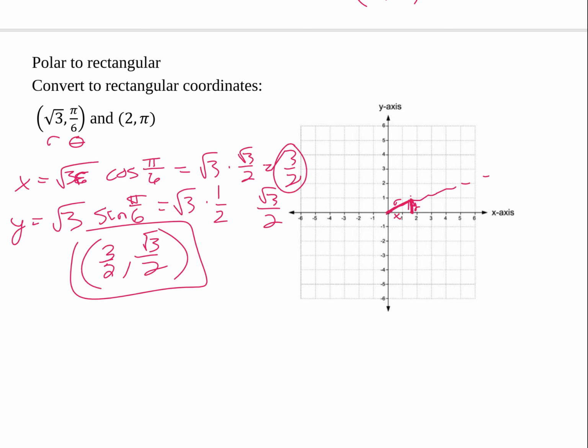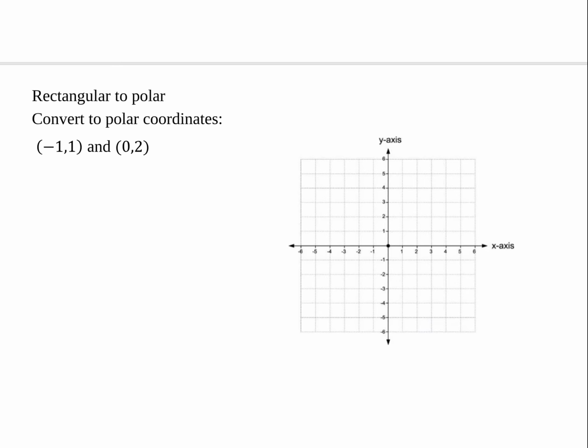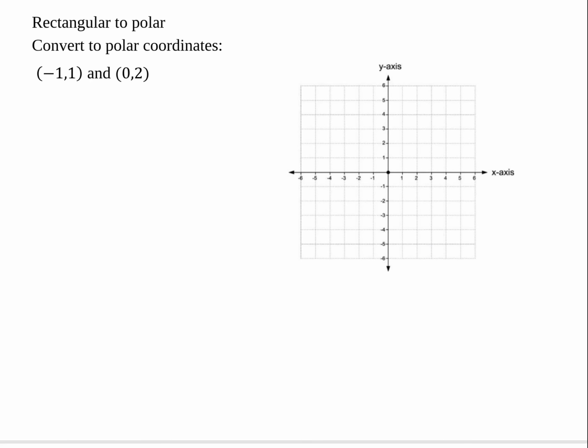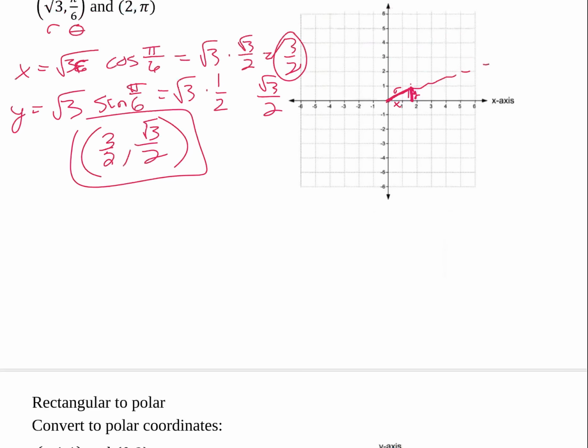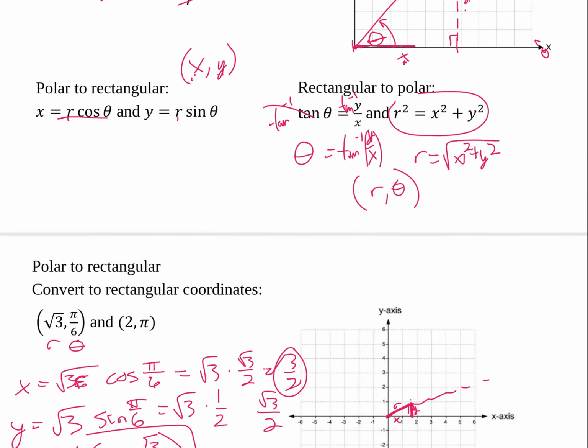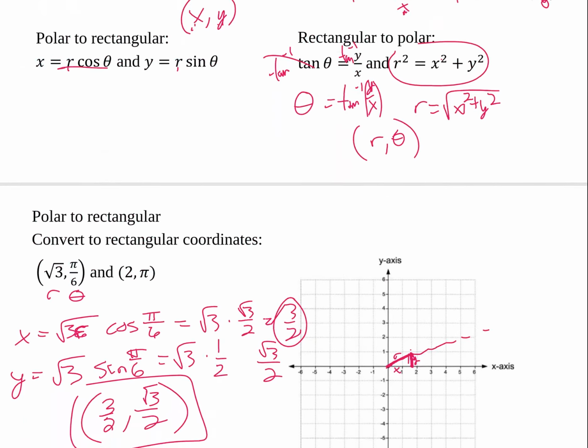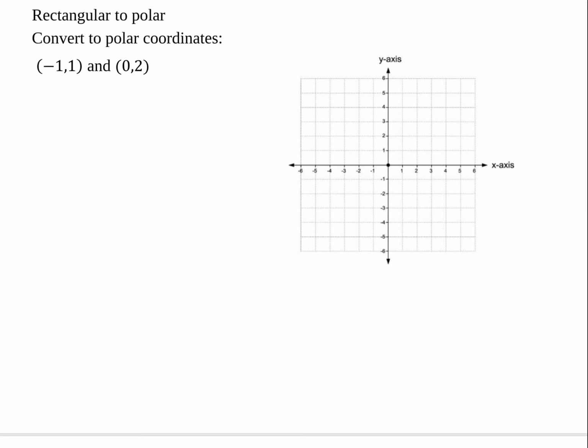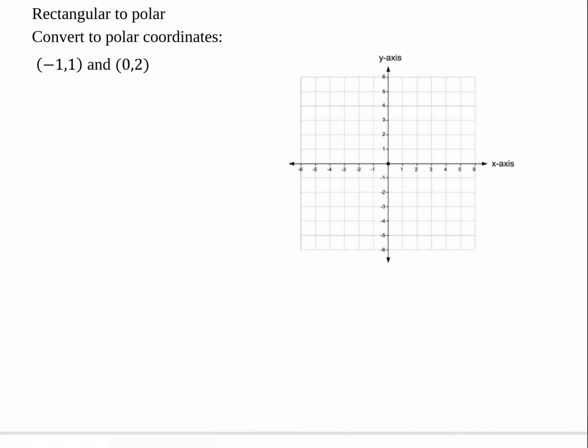Okay, so now rectangular coordinates to polar coordinates. So let me just go back real quick and remind us what rectangular coordinates to polar looks like. I have to find theta using tangent theta equals y over x, and I have to find r by using the circle equation. So I go back to here, and now negative 1, 1 is where? Negative 1, 1 is right here.